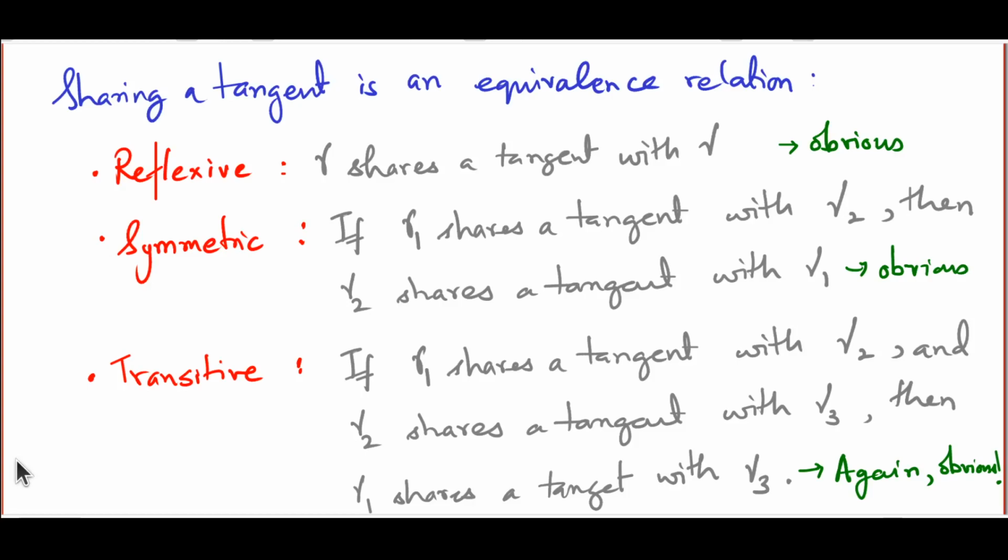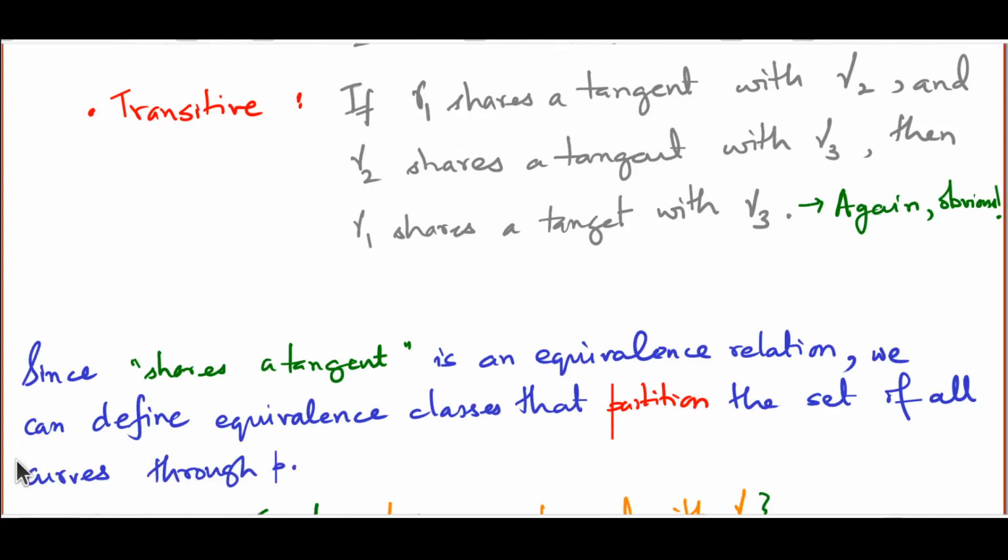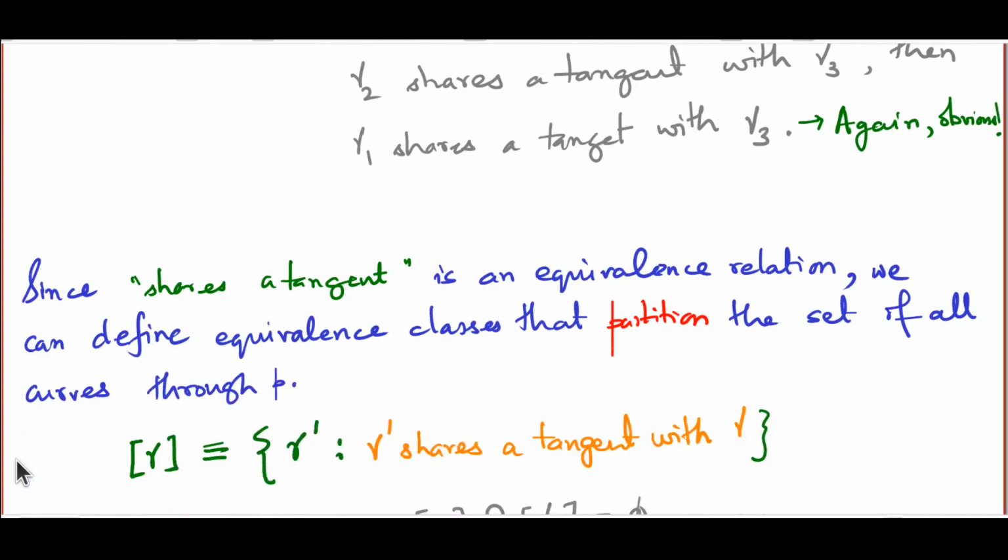Now, once we have an equivalence relation, what we can do is use that equivalence relation to define equivalence classes. An equivalence class of a curve gamma, written gamma within a square bracket, is defined to be the set of all the curves gamma prime which share a tangent with gamma. Of course, the set includes gamma itself.